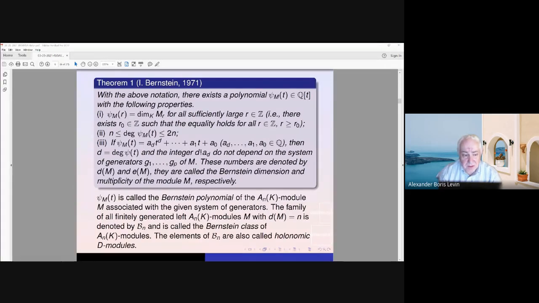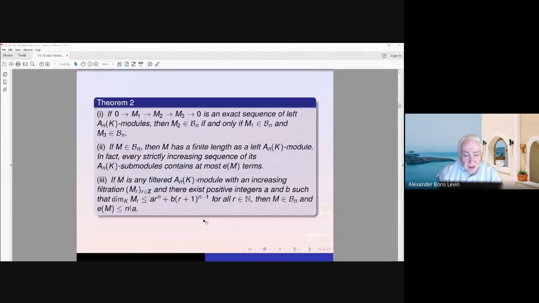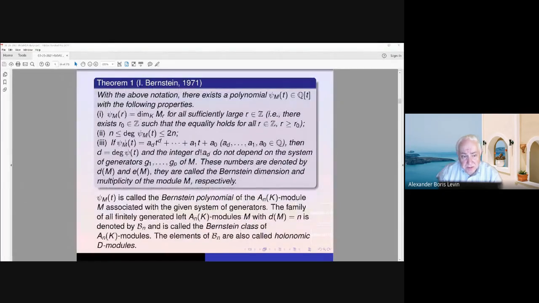And there are two of them, d(M), the degree of this polynomial, and e(M), this coefficient a_d times d factorial. They are called the Bernstein dimension and multiplicity of the module M. And the polynomial is called the Bernstein polynomial of the module. And as you see, the minimum possible degree is n. And if it is really n, then such modules constitute the so-called Bernstein class of modules over the Weyl algebra. They're also called holonomic D-modules.